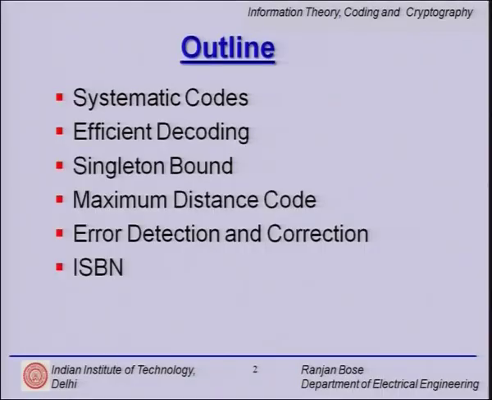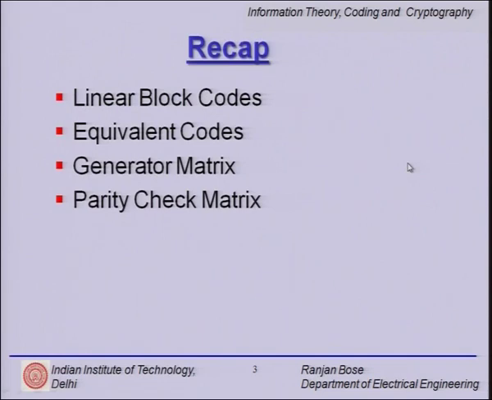We will start with a brief outline for today's talk. We will revisit systematic codes and talk about efficient decoding. We will look at something called the Singleton Bound. Then we will move on to maximum distance codes. Finally, our main aim is to figure out how to perform error detection and correction. We will spend some time on that and we will look at some examples. So, this is the brief outline for today's talk.